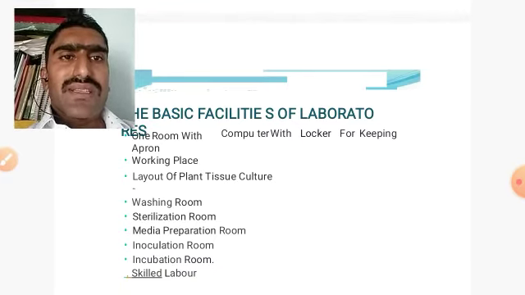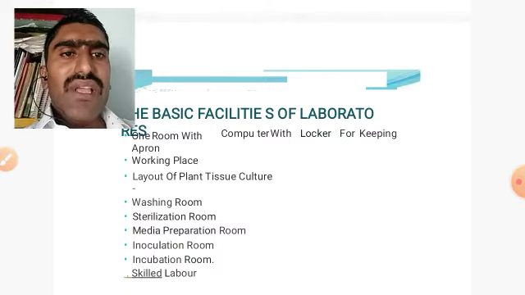A working place should be there. Layout of plant tissue culture: washing room, sterilization room, media preparation room, inoculation room, incubation room, skilled labor.